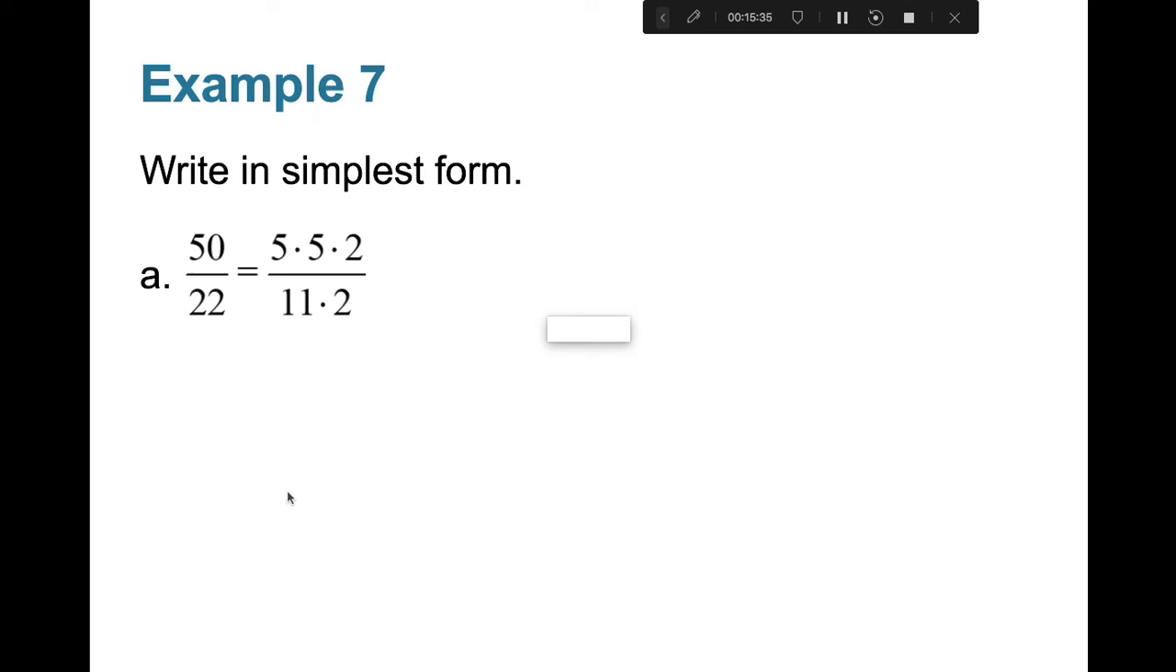25/11. We can say that this is the same as 5 times 5 times 2 and 11 times 2. We can cancel out our 2's and that leaves us with 25/11. If I were to reduce that down to a mixed number, what would that be? How many times will 11 go into 25? Twice. With how many left over? 3. So 2 and 3/11ths.